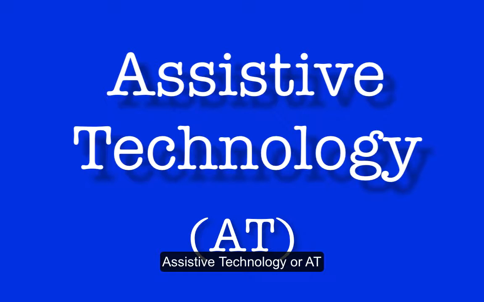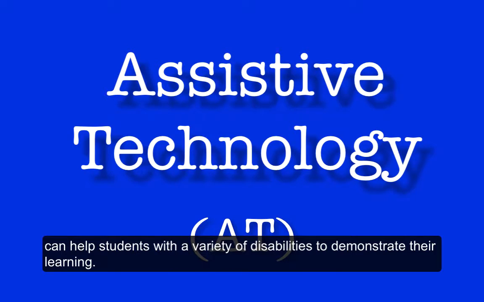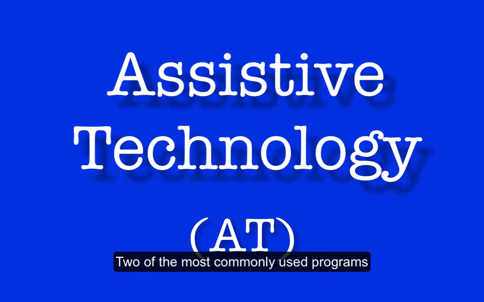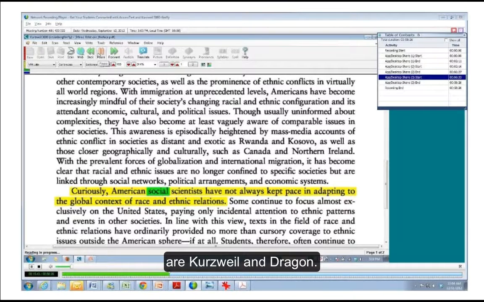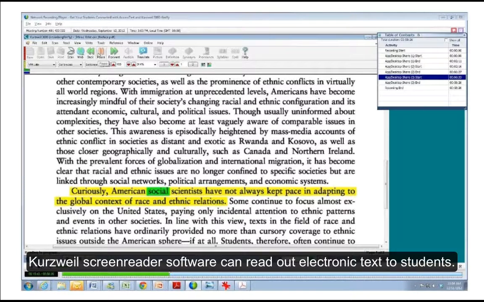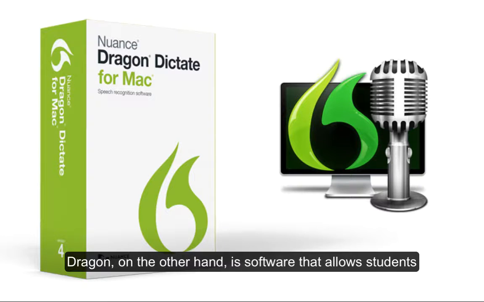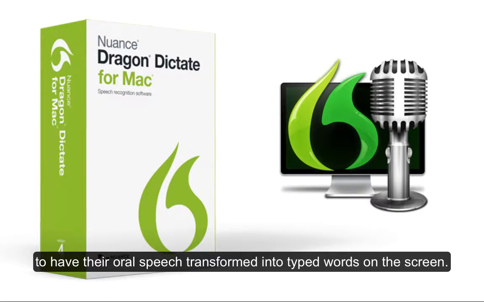Assistive technology, or AT, can help students with a variety of disabilities to demonstrate their learning. Two of the most commonly used programs are Kurzweil and Dragon. Kurzweil screen reader software can read out electronic text to students. Dragon, on the other hand, is software that allows students to have their oral speech transformed into typed words on the screen.